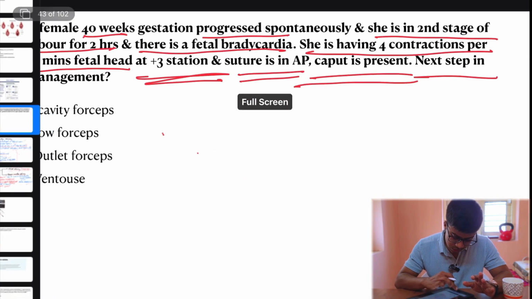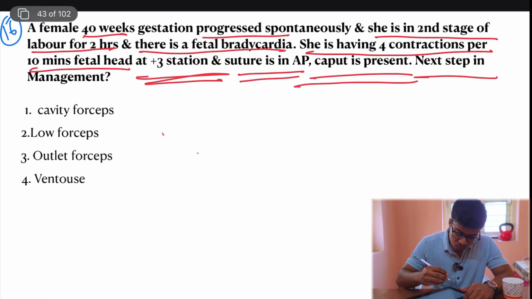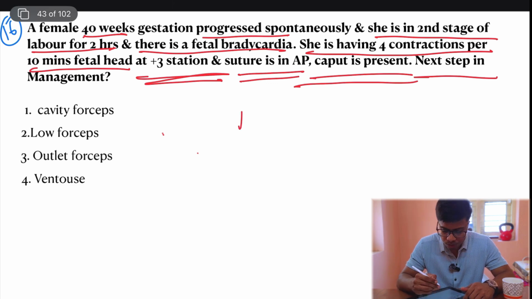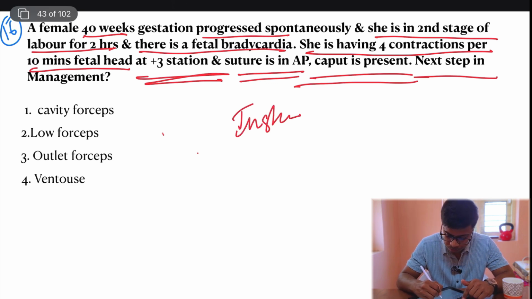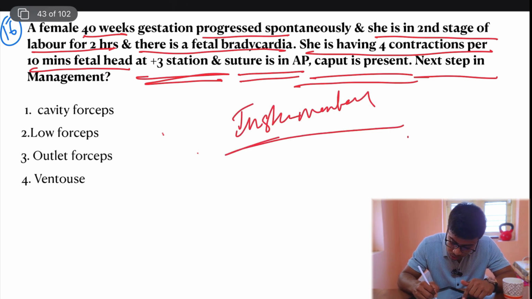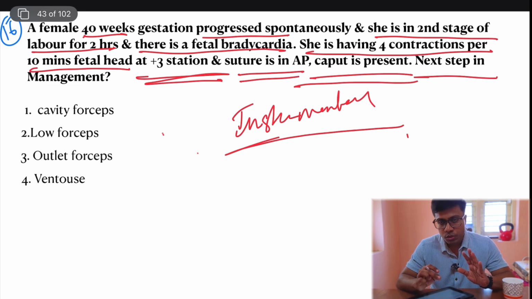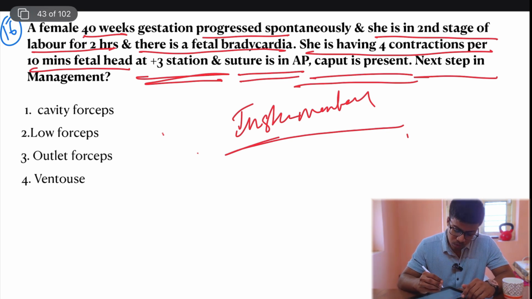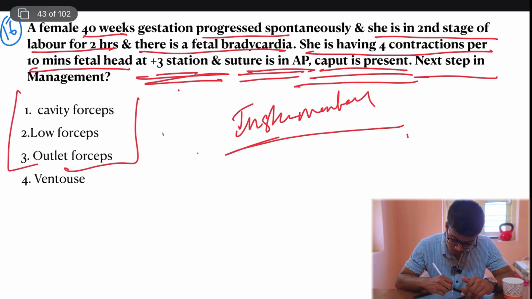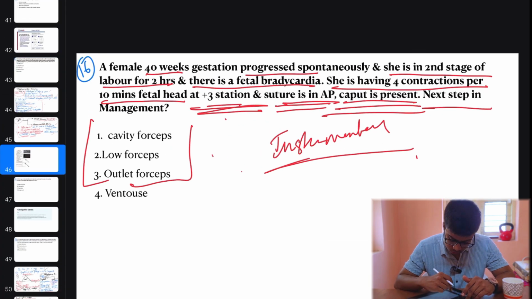So these are the slides. Now coming to it, they are asking which forceps will be used. Apart from knowing this is an instrumental delivery question, are we going to do ventouse or vacuum assisted? No, in this case, because it is +3 station and suture in AP, it follows the forceps mnemonic. So we have to go for forceps. So which forceps now?